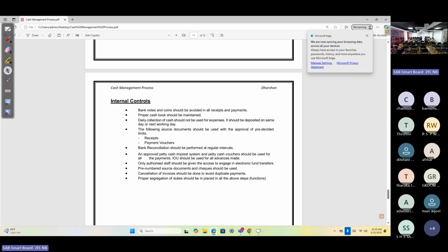Pre-numbered source documents and checks should be used. Cancellation of invoices should be done. Avoid duplicate payments. Proper segregation of duties should be in place in all the above steps. Again, I will tell you, segregation of duties is the most important internal control. You can see all these internal control topics, and this control, segregation of duties.